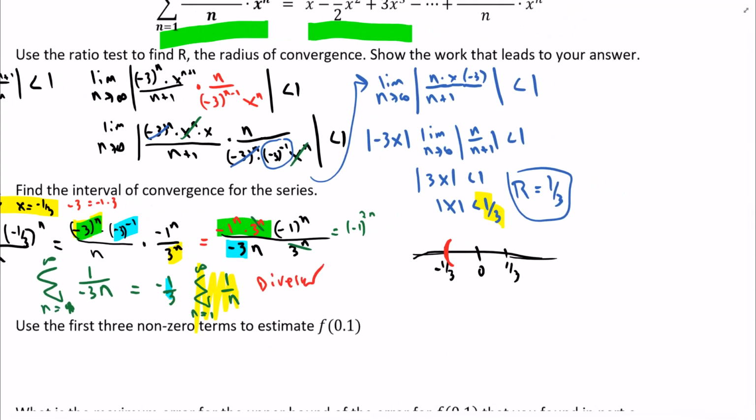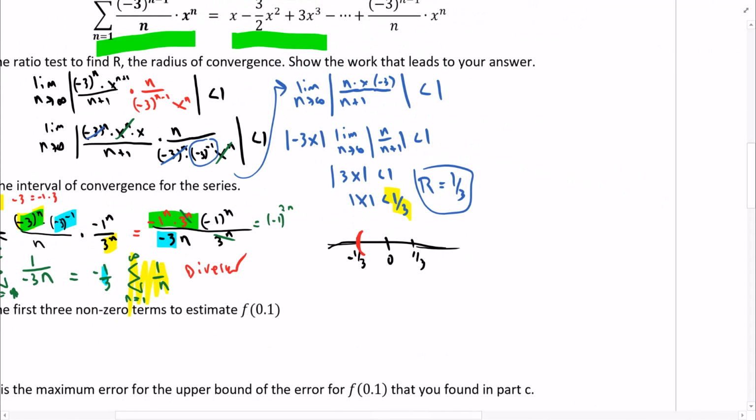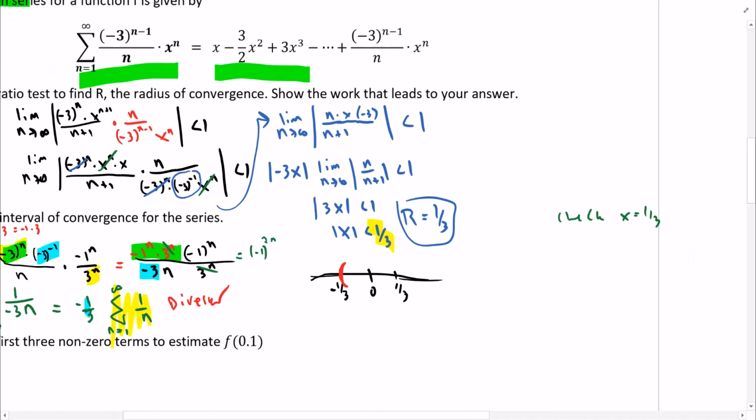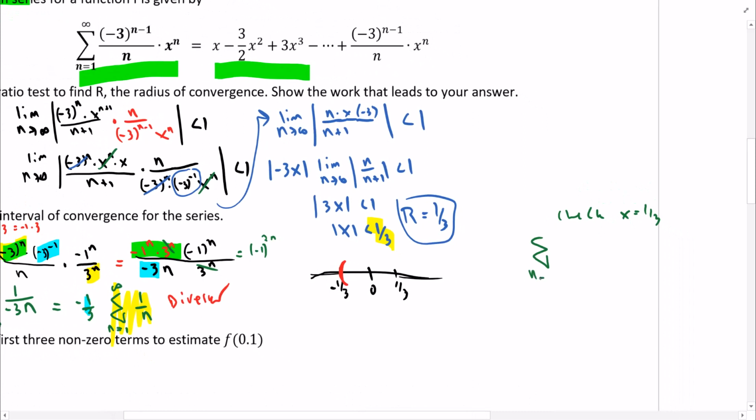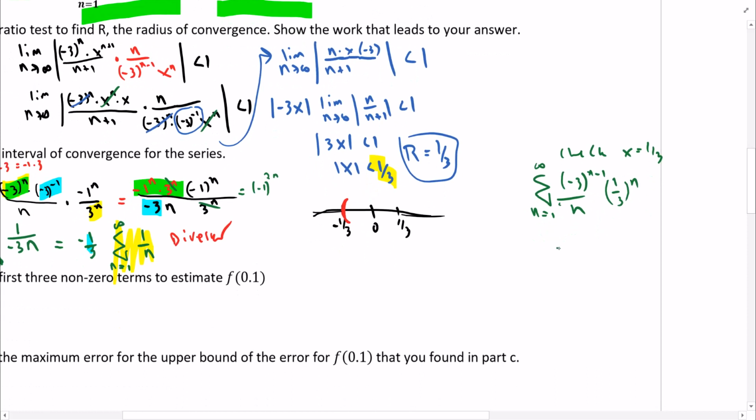So now we need to check the positive 1/3. Let's do that over here. Let's check when x equals 1/3. Again, we're just rewriting that series, replacing x with 1/3. So we get negative 3 to the n minus 1 times 1/3 to the n, all over n. Many of the same steps can be done here. It's going to be negative 3 to the n times negative 3 to the negative 1. This is going to be 1 to the n over 3 to the n.